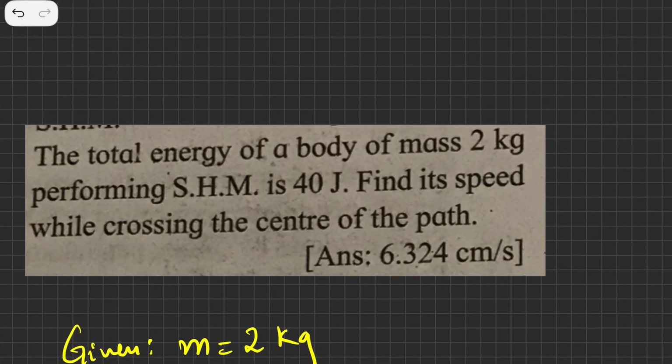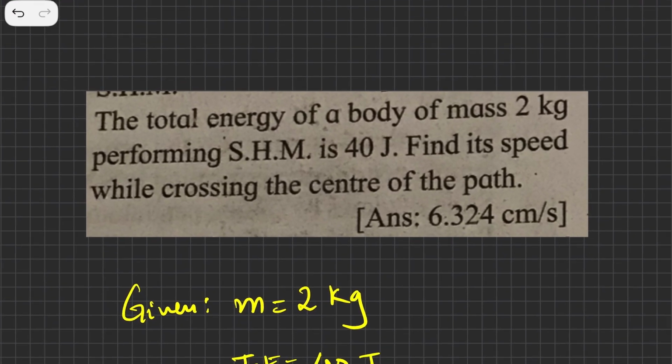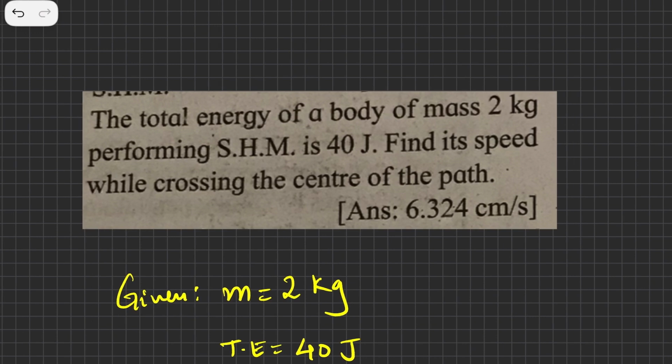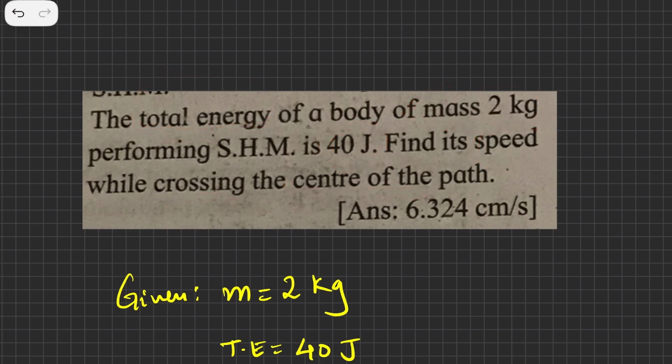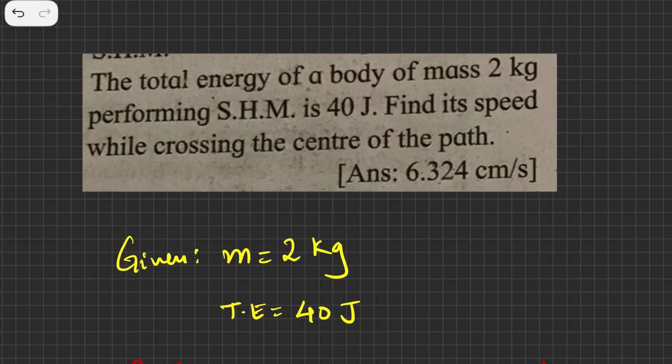So today, again, we are going to solve a numerical of the chapter called oscillation. You can pause the video and go through the question. Meanwhile, I will just mark the quantities which are given. So mass is given as 2 kg, the total energy is given as 40 joules, and they are asking us the speed at the center of the path. In simple harmonic motion, whenever they ask speed, velocity or acceleration, they will always give you at which position we are supposed to find it.